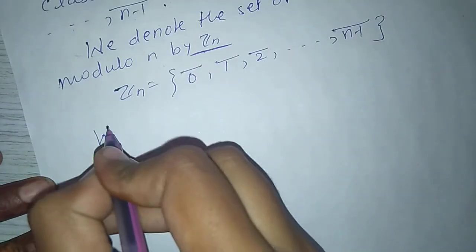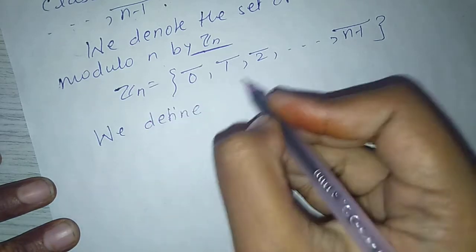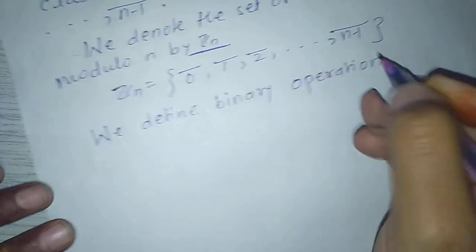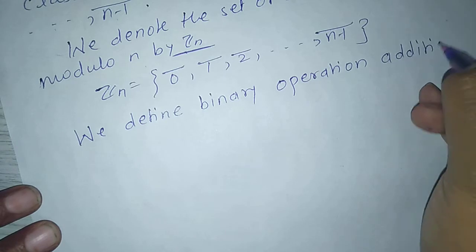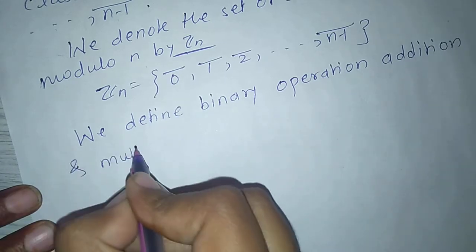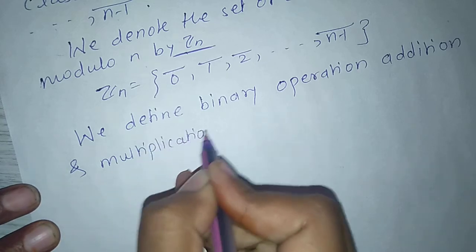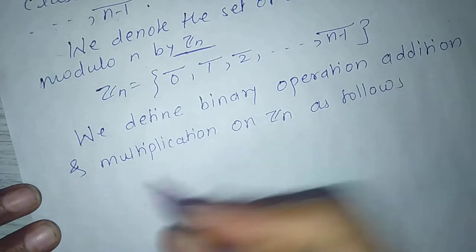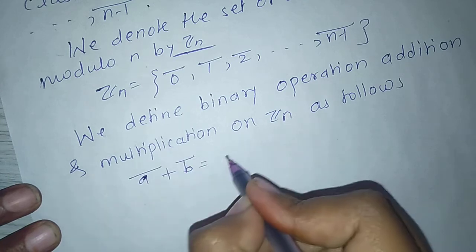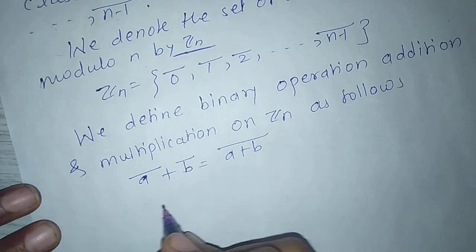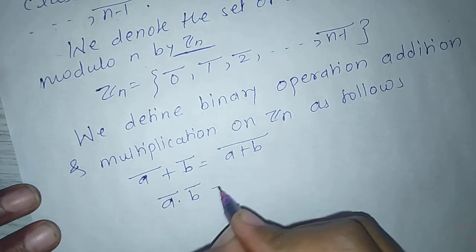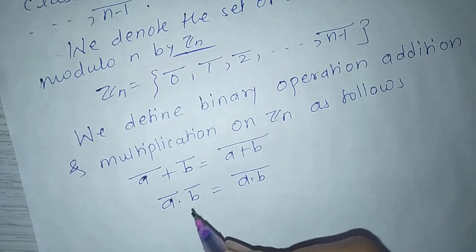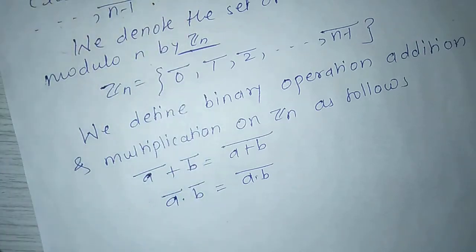We define binary operation addition and multiplication on Zn as follows: a bar plus b bar equal to a plus b whole bar and a bar into b bar equal to a into b whole bar. Now see the example of Zn.